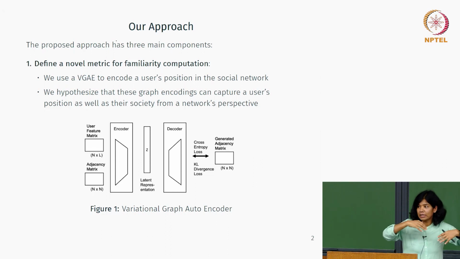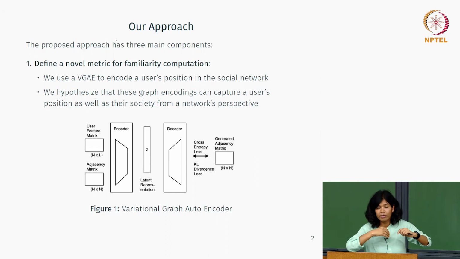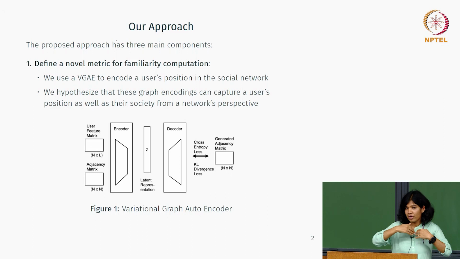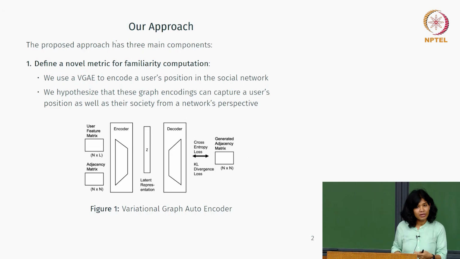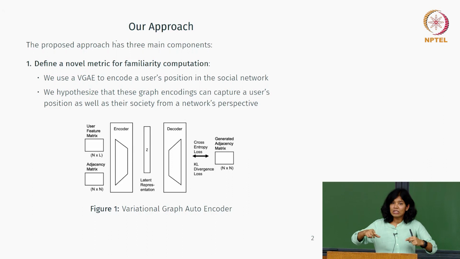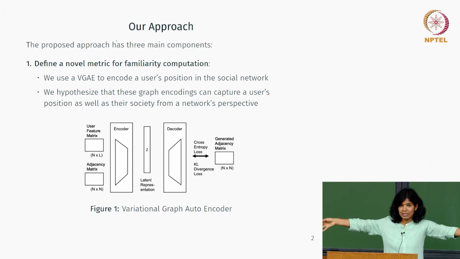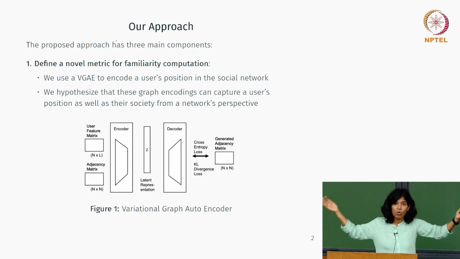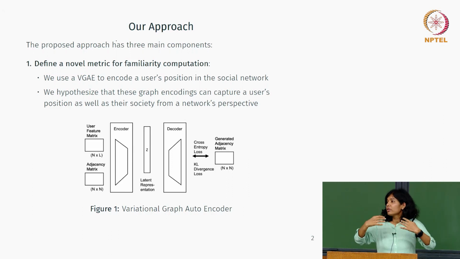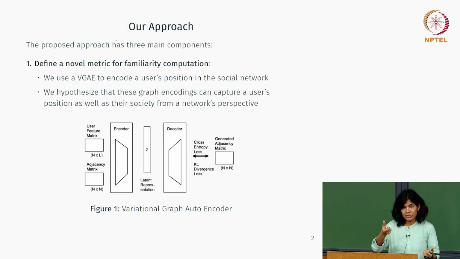So if I have to get the similarity between me and you, I have your representation and my representation, and I can just take the cosine similarity to get the familiarity between the two of us. This familiarity will capture my whole connection, my one hop, two hop, whatever. So this gives me the whole picture of the graph, and then I get this familiarity.